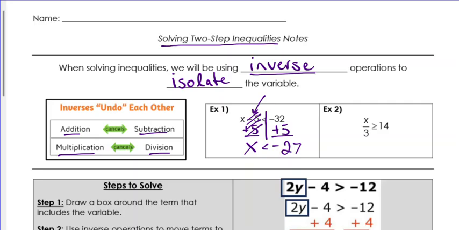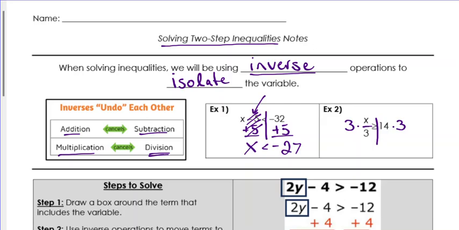On the second example, the operation that we see right now is division. It's x divided by 3. So we're doing the inverse operation. The opposite of division is multiplication. We're going to multiply by that exact same number. So right now it's dividing by 3. Here we're going to multiply by 3. If you do it on one side, just to keep this balanced, you have to do it on the opposite side. So we're also going to multiply by 3 on that side.